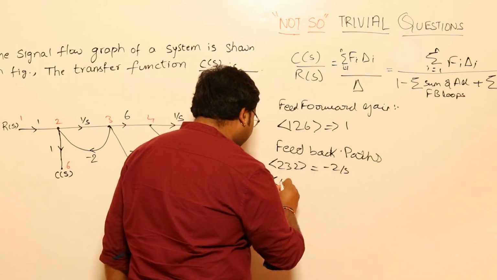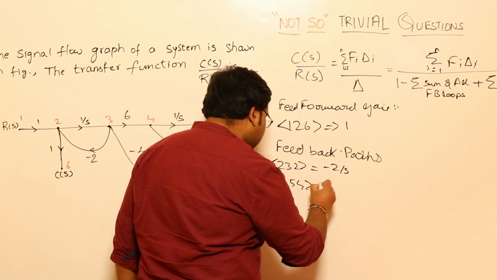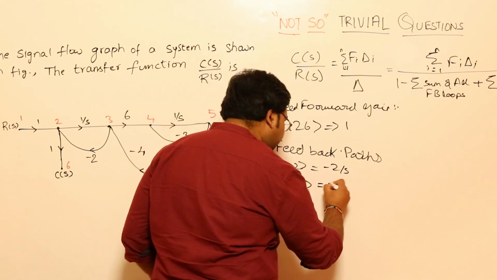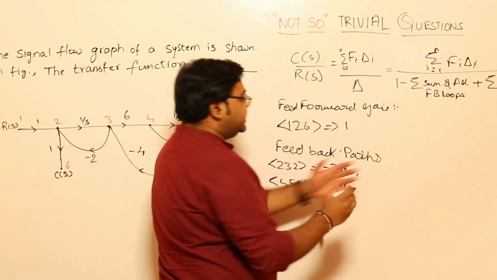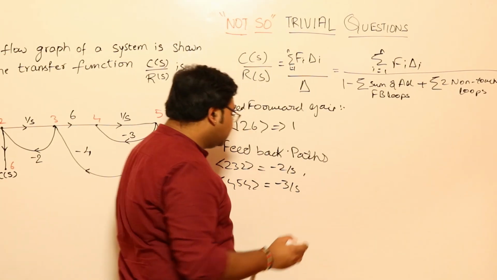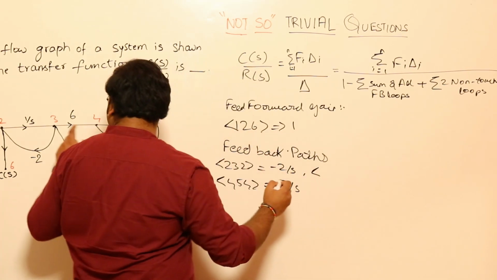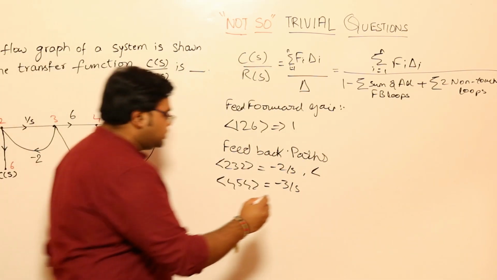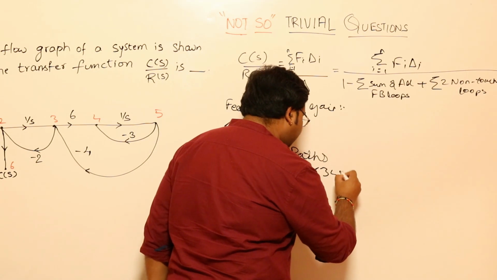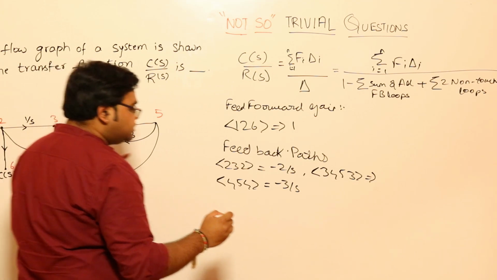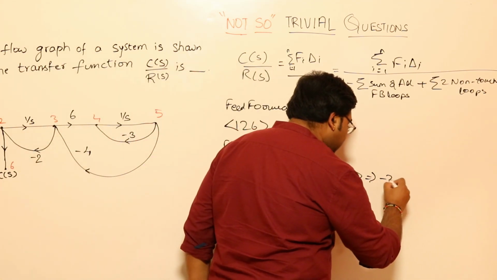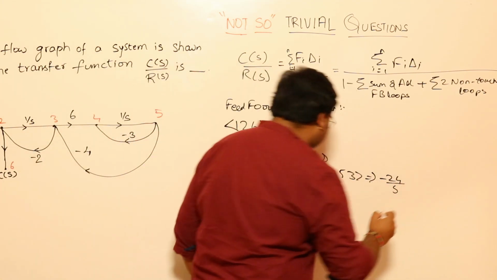Okay, then we have 4, 5, 4. The associated gain is minus 3 by s. Then you have one more, so I am just writing it onto the side so that it's more clear. That is nothing but 3, 4, 5, 3. So 3, 4, 5, 3 is there. Now that gain is basically minus 24 by s, so minus 24 upon s.